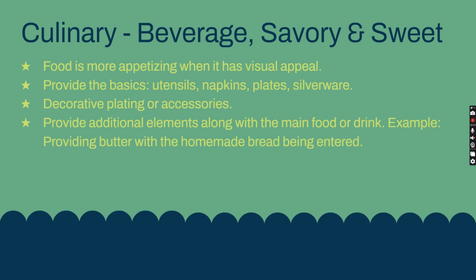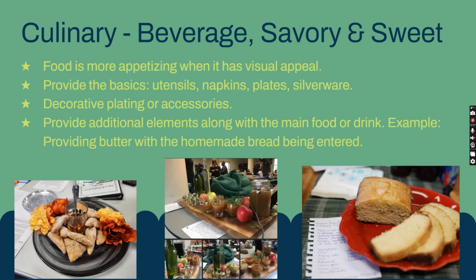So many options. Looking at your culinary, so beverages, savory and sweet. Food is more appetizing when it has visual appeal. So anytime you go into a restaurant, you want to look at how is the food displayed on the menu? How is the food displayed when it is presented to you? What kind of silverware, what kind of plates are you eating with? When a sandwich is brought to you, is it just a plain sandwich, or is it cut and opened up so that you can see the contents of the sandwich? Any way that you can elevate the visuals for food will make it more appetizing.